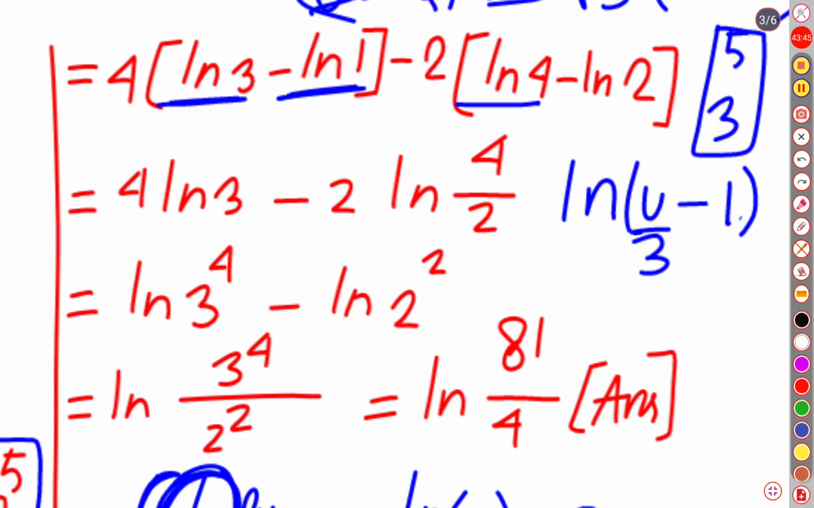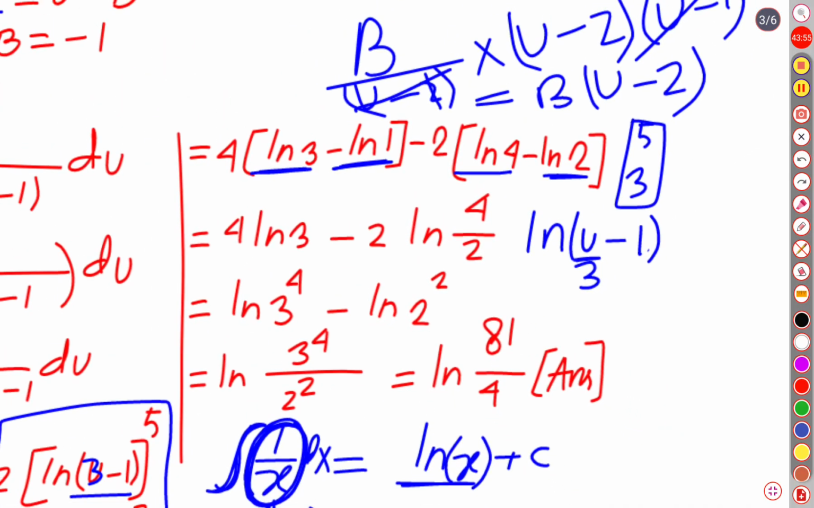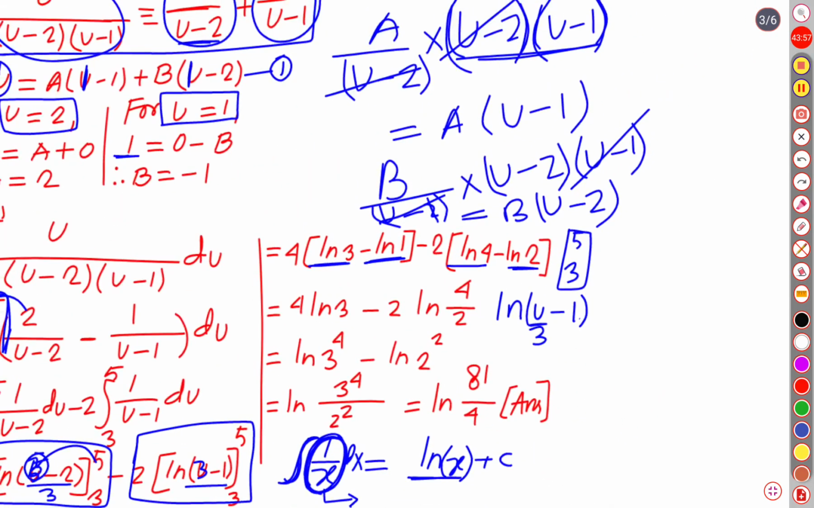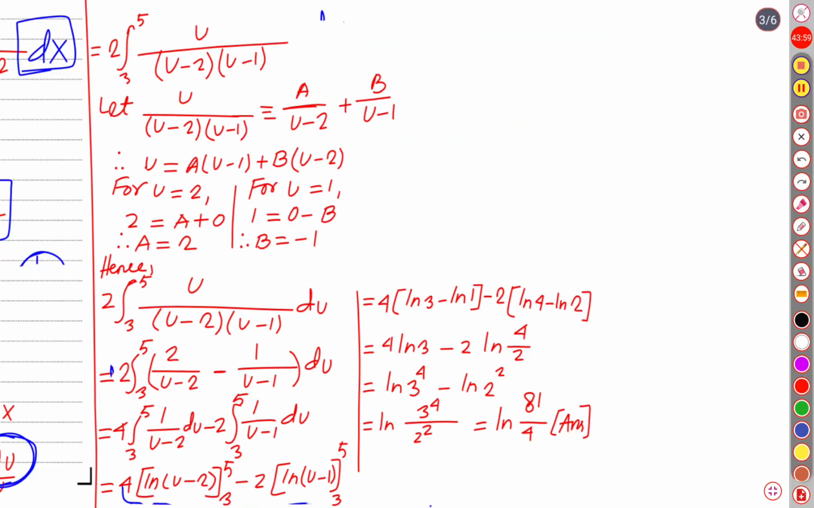So if it is 3, 3 minus 1 is 2, so the second function will be ln 2. Okay, I can show you the previous part. If we zoom it in, we have just substituted this upper limit and lower limit. This value has been substituted.